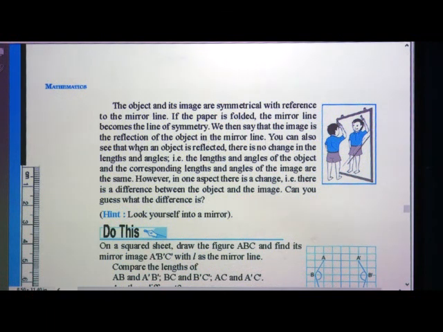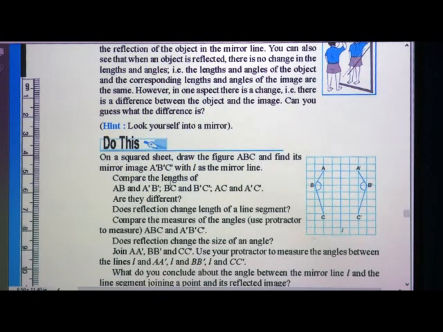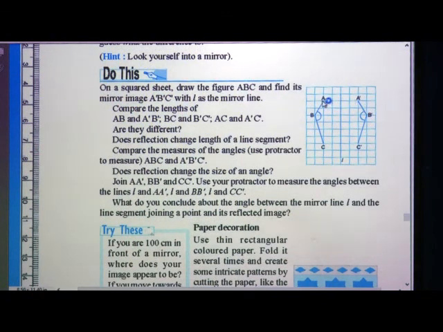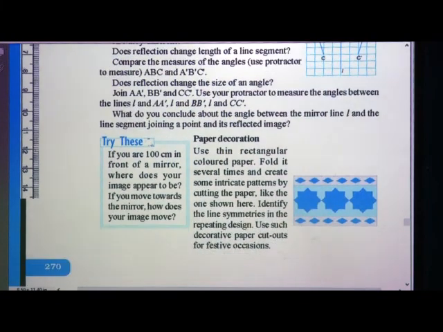You can also see that when an object is reflected, there is no change in the length and angles. The length and angle of the object and the corresponding length and angles of the image are the same. However, in one aspect there is a change, that is, there is a difference between the object and the image. Can you guess what is the difference? In some cases, when we see a mirror image, there may be a difference. These are a few examples which we are going to see in exercises while solving them, which are on square paper. So, this is the paper decoration where we have seen symmetrical patterns.